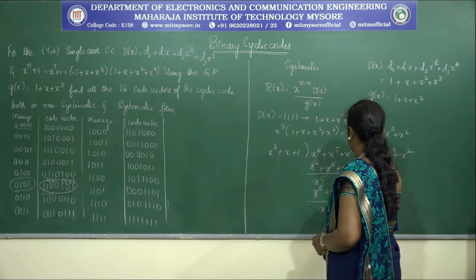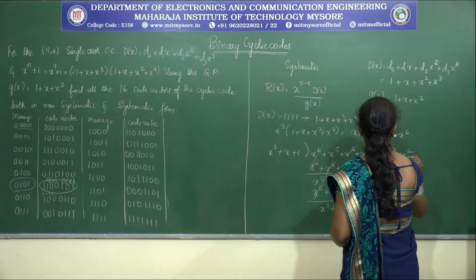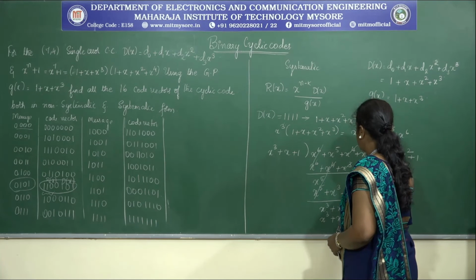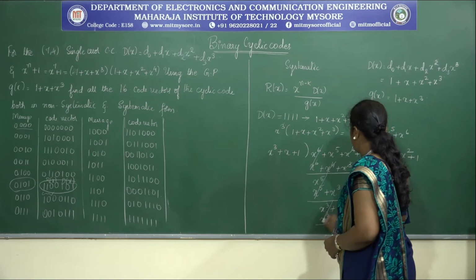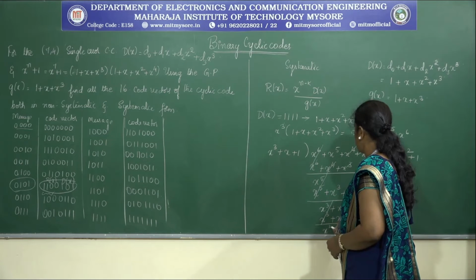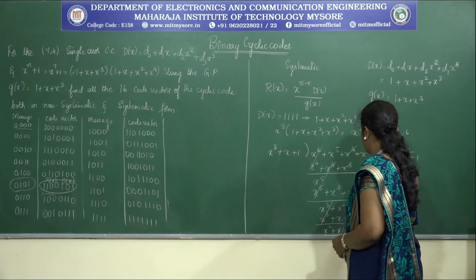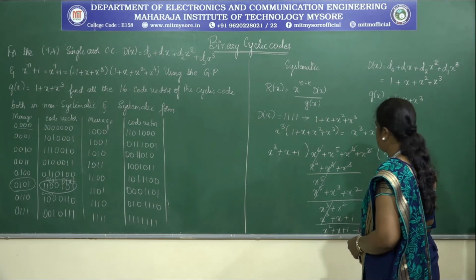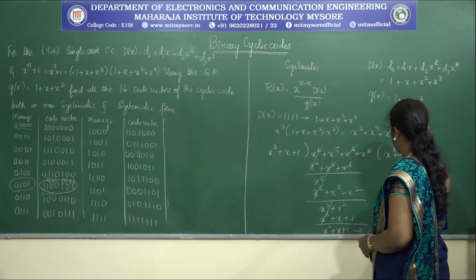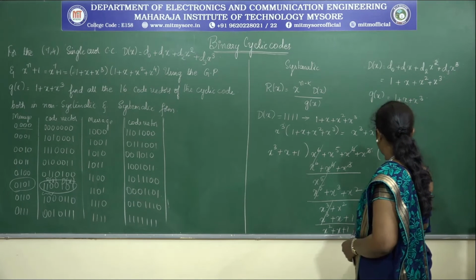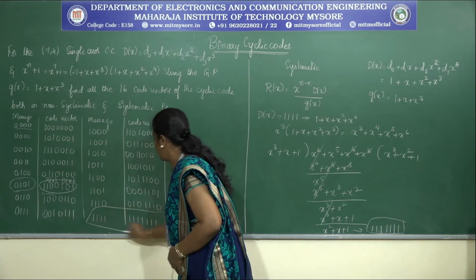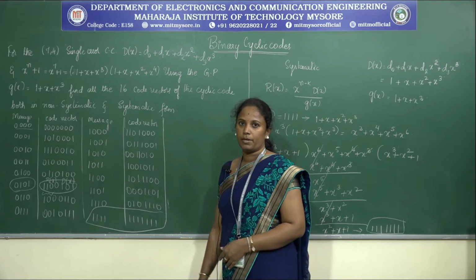So we are left with x power 3 plus x square, so plus 1. So it will be x power 3 plus x plus 1. So these two get cancelled, so it is x square plus x plus 1. That means it will be 1, x and x square, 111. Then the message vector is 4 ones. So this is what we have got with respect to your non-systematic form.